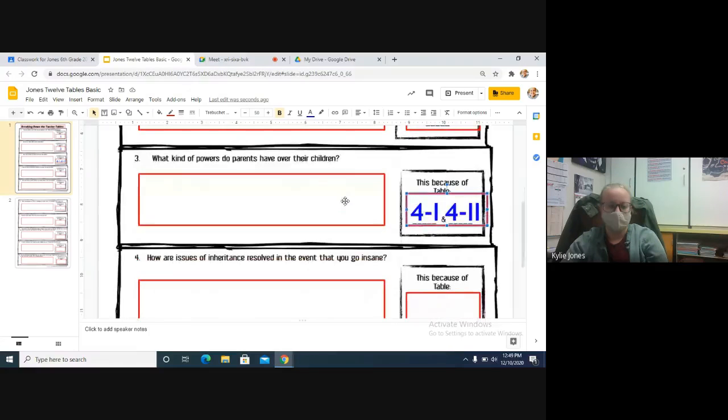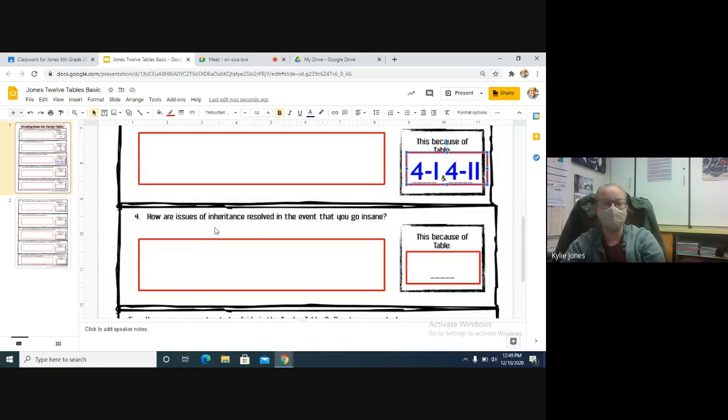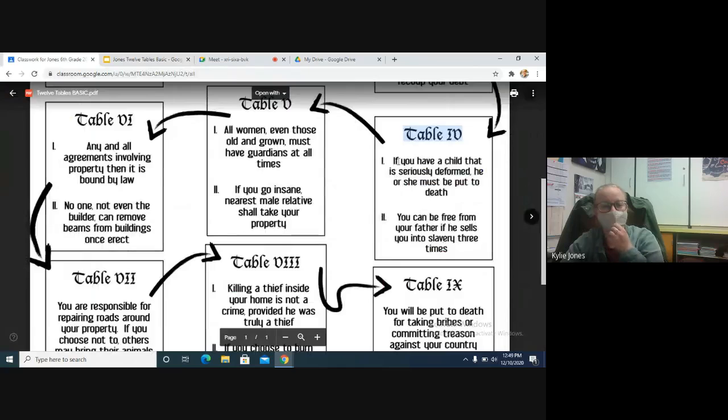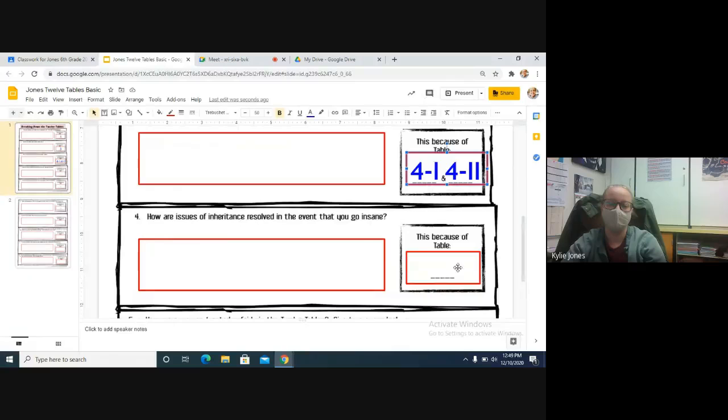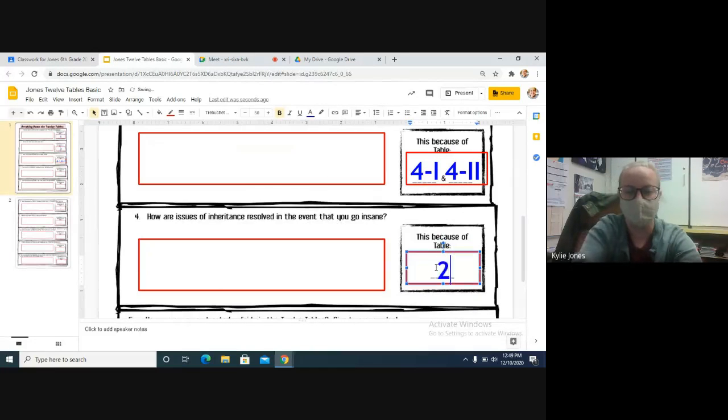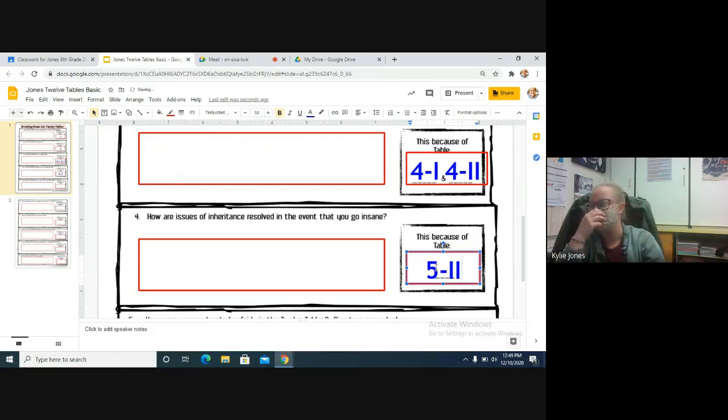Number 4 says, how are the issues of inheritance resolved when you go insane? So inheritance is who gets your stuff after you die. So after you go insane, what happens to your stuff? That goes with number 5. Good. So table number 5, and is it number 1 or number 2? Table number 5, rule number 2 on that one. So 5-2. The next one I think is the last one.